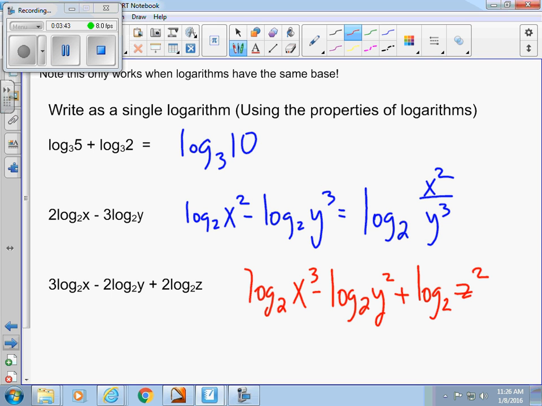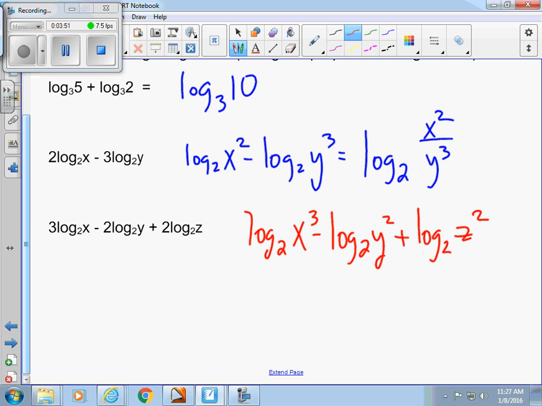And then, how do you know which ones go on the bottom and which ones go on the top? Here's what you keep in mind. Remember, a logarithm is an exponent, right? Positive exponents go on the top, and negative exponents go on the bottom. So that's a parallel property of logarithms and exponents. So log base 2 of x cubed z squared over 4 squared.